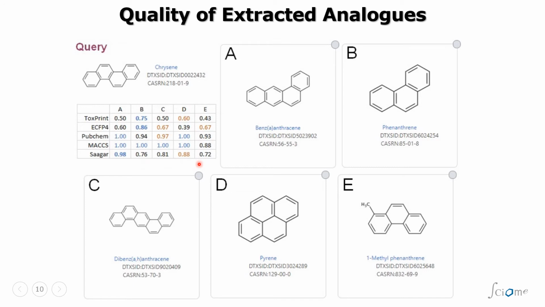So if one were doing a read-across assessment from the chemistry point of view, Saagar will fetch compound A with high similarity, right number of fused rings, and enough distinction from other compounds because Saagar features can capture succinct structural features.